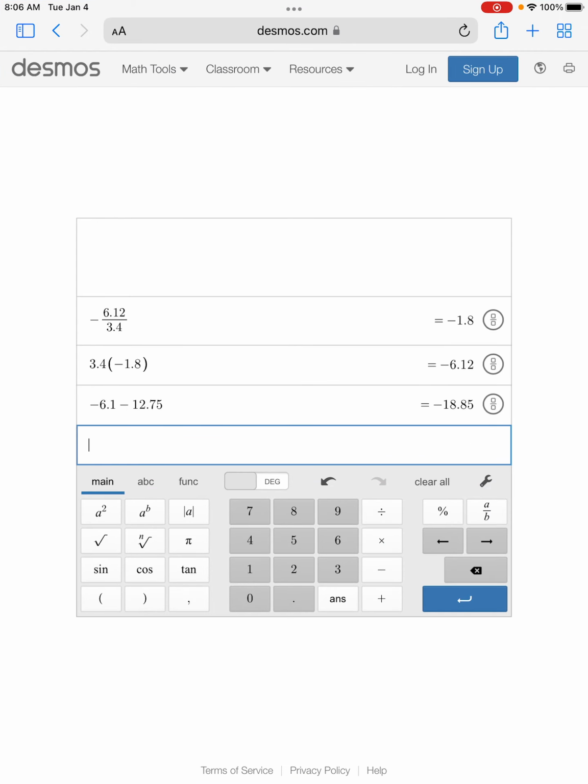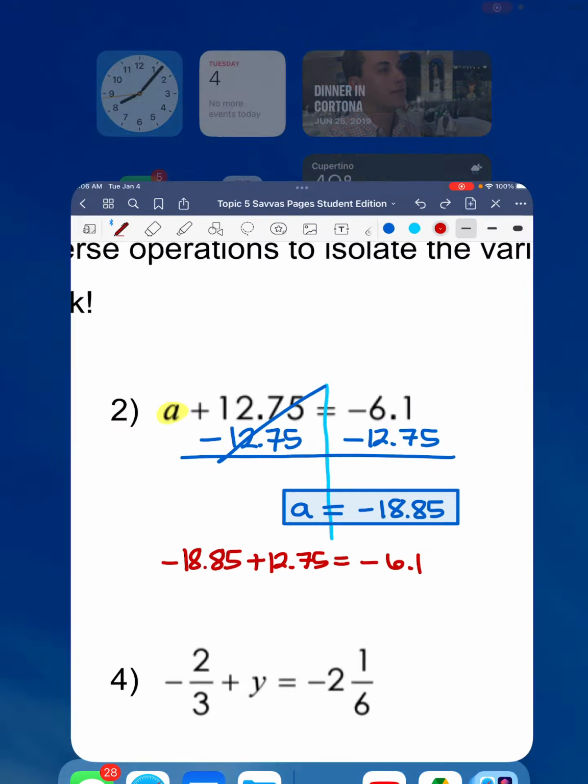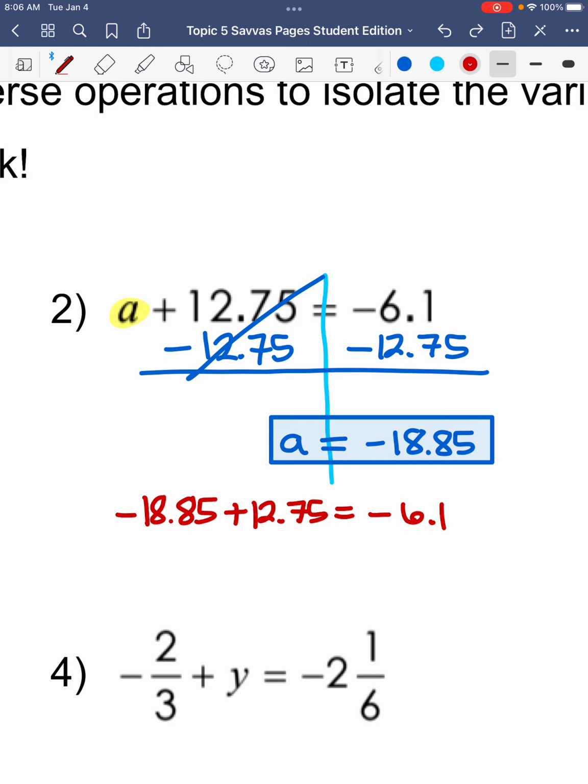So we have negative 18.85 plus 12.75, and I do indeed get negative 6.1. So back to our notes, we know that negative 6.1 is what I have on the left-hand side, and that equals the negative 6.1 that I have on the right-hand side. It's the same number on both sides, so I know my answer is correct.